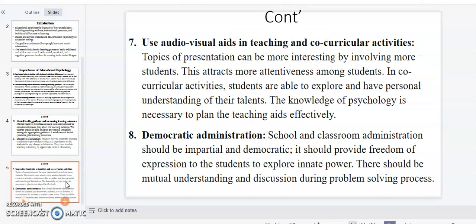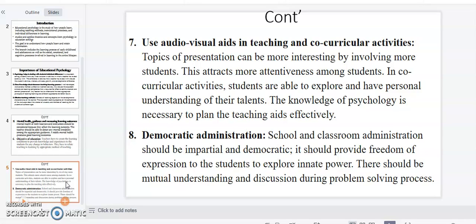Number 7, use audio-visual aids in teaching and co-curricular activities. Topics of presentation can be more interesting by involving more students. This attracts more attentiveness among students. In co-curricular activities, students are able to explore and have personal understanding of their talents. So the knowledge of psychology is necessary to plan the teaching aids effectively.